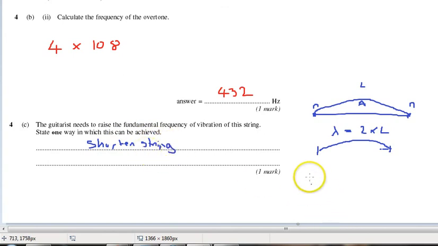And the second thing that I can do is, remembering that v equals f lambda, if I increase the tension in my string, that means I increase the velocity of the wave through it. And since I'm keeping the wavelength the same, so the length of the string the same, okay, so lambda is constant, I am going to get an increased frequency when I get an increased speed by increasing the tension. So the other thing that you can do is to increase the tension.